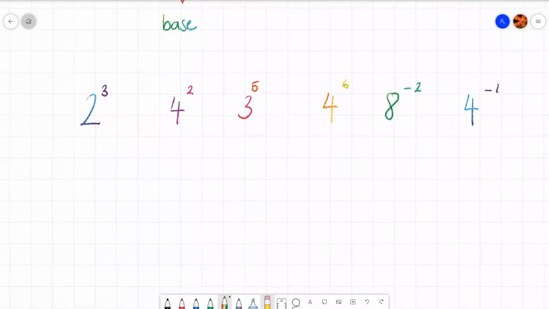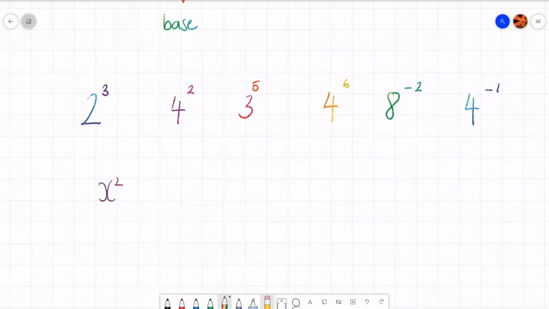You may even have algebra. You might have x squared, y cubed, x to the power of 4, y to the power of -1, and so on. And that still applies: the base is the letter and the power is the number at the top. So what are powers then? And how can we write numbers in powers?